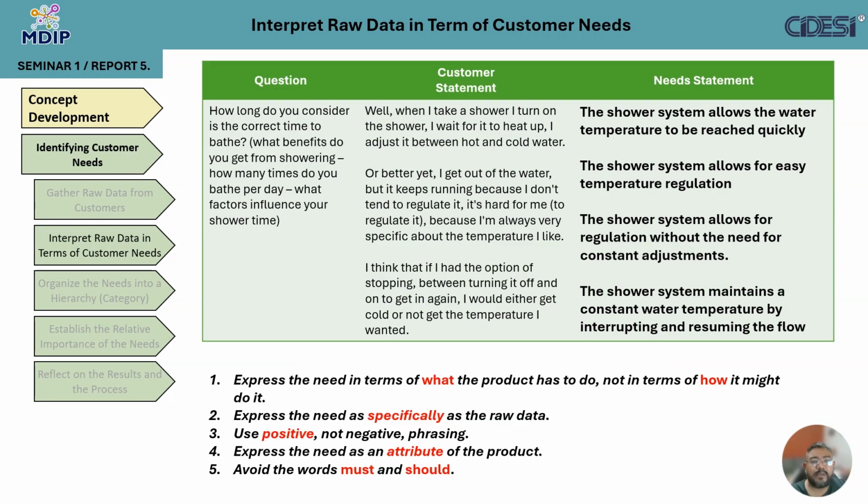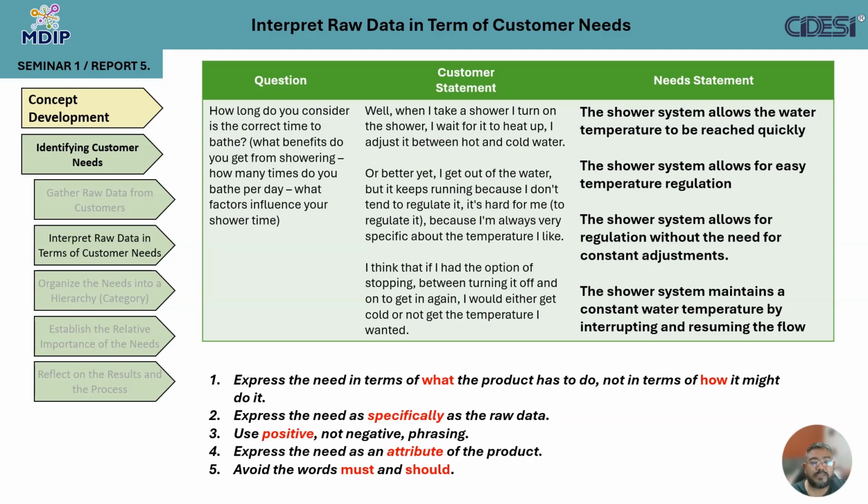The next step after the interviews was to interpret the needs derived from the responses obtained in 52 interviews. For this step, the 5 guidelines suggested in the book for generating need statements were used. Of these guidelines, we consider 2 to be the most important: express the need in terms of what the product has to do, not in terms of how it might do it, and express the need as an attribute of the product.